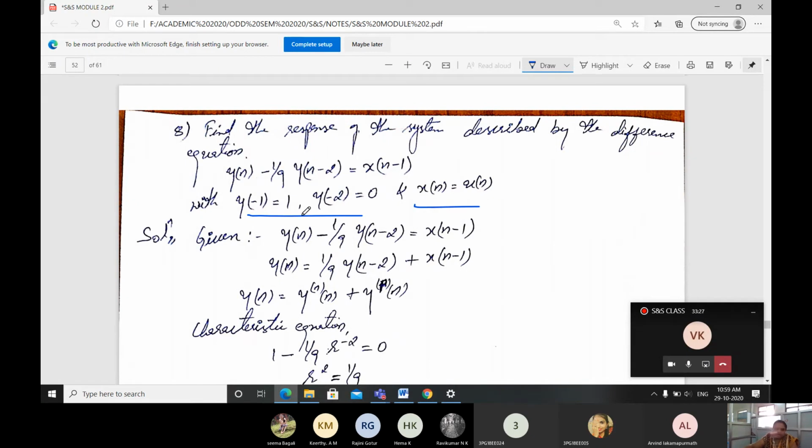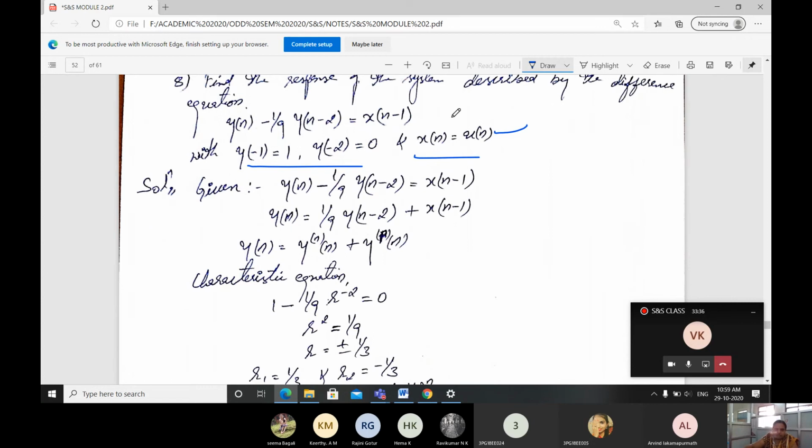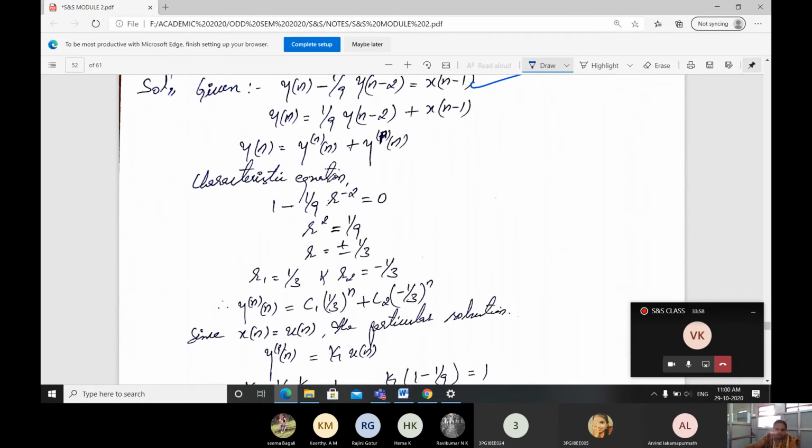What do you mean by this? We have to find the complete response. Therefore we'll go step by step. The given equation is first written in terms of y(n): y(n) is equal to 1/9 y(n minus 2) plus x(n minus 1). Therefore the complete response y(n) is equal to natural response plus particular solution.